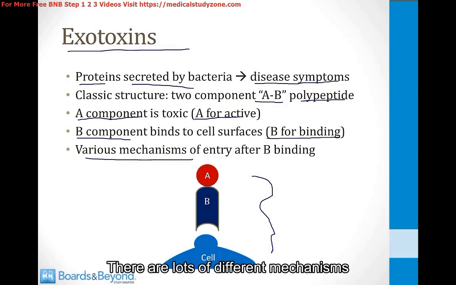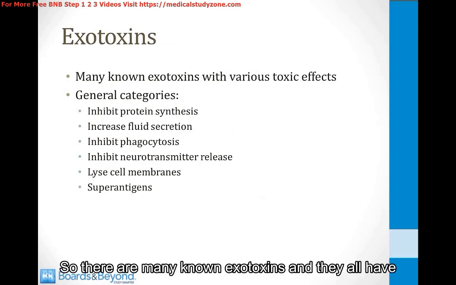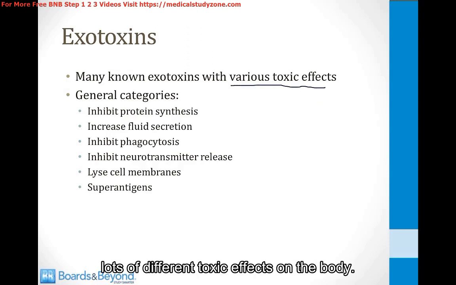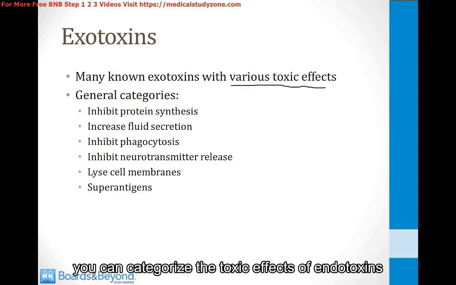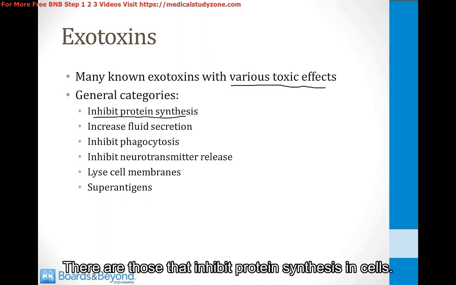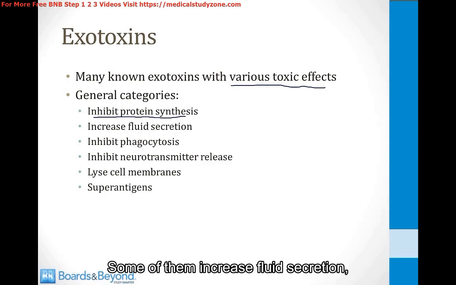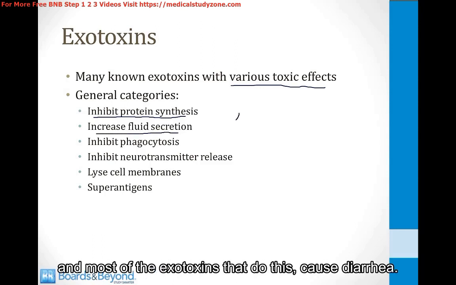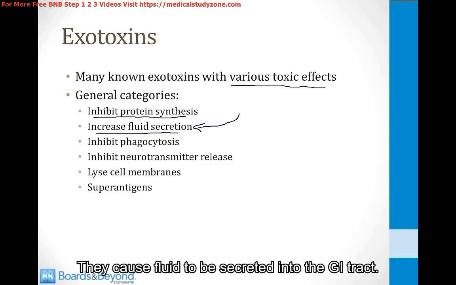There are lots of different mechanisms for how the B portion of the exotoxin binds a cell and gets inside. So there are many known exotoxins, and they all have lots of different toxic effects on the body, but in general, you can categorize the toxic effects of exotoxins into a couple of general categories. There are those that inhibit protein synthesis in cells. Some of them increase fluid secretion, and most of the exotoxins that do this cause diarrhea. They cause fluid to be secreted into the GI tract.